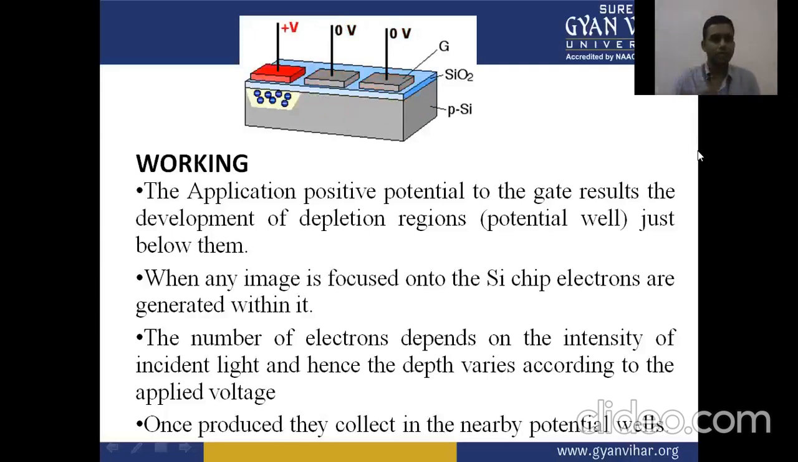When any image is focused onto the silicon chip, electrons are generated within it. The number of electrons depends on the intensity of the incident light, and hence the depth varies according to the applied voltage. Once produced, they collect in the nearby potential wells.